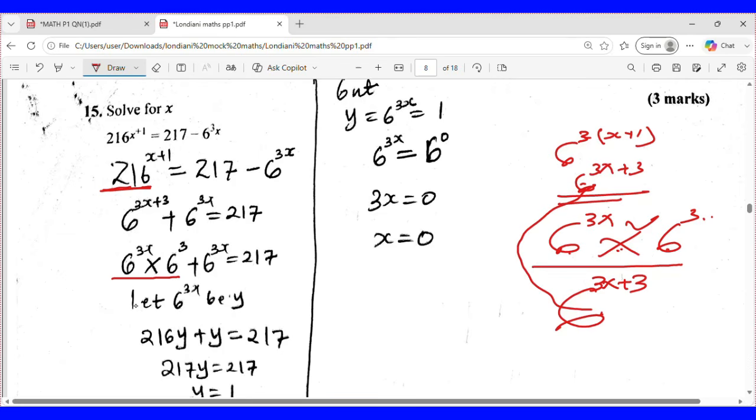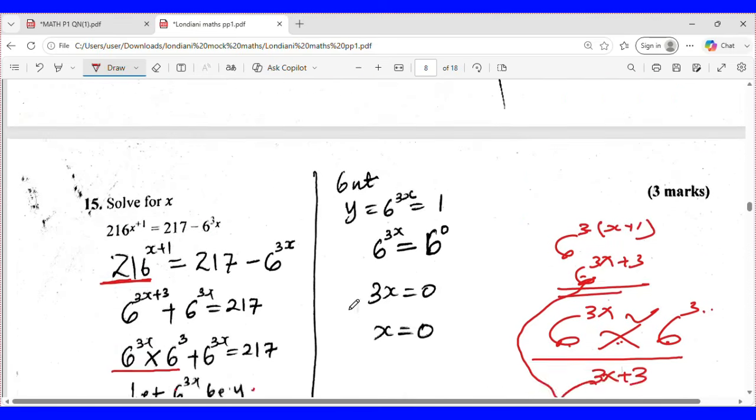Once you know that, you simplify it in this manner. Then you say let 3x be y. That's one way you can do it. Then where you see 6 raised to power 3x, you put the y. So that is now, this is 3y, like that. You find that 217y is equal to 217. You find that y is 1.